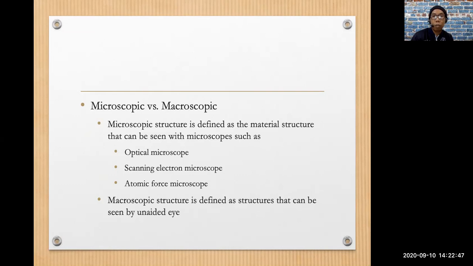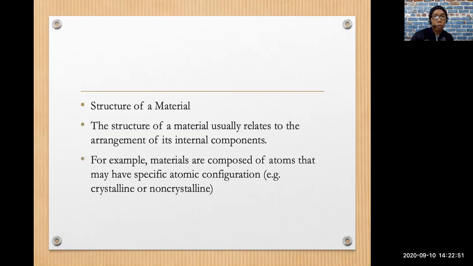So I know that most of you are familiar with these terms. Now let's go to structure of a material. The structure of a material usually relates to the arrangement of its internal components. So kapag sinabing structure, yung kanyang internal components. As an example, materials are composed of atoms that may have specific atomic configuration.